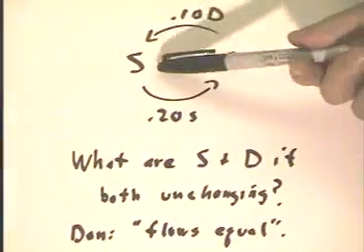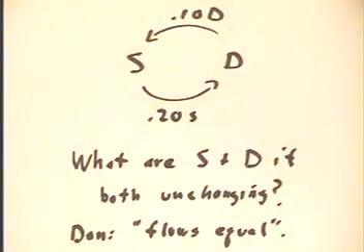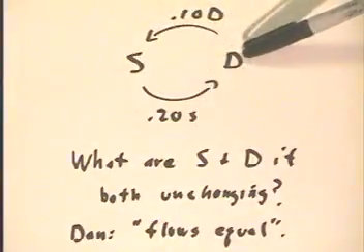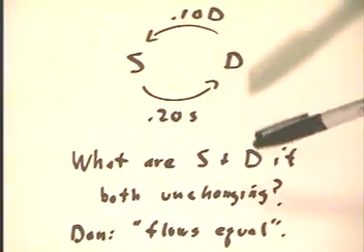Okay, now here's our situation. We have a certain number of sane people and a certain number of demented people. 20% of the sane become demented, 10% of the demented become sane. We hypothesize that after an infinite length of time, the number of sane and the number of demented people will be unchanging. And we can prove that that will actually be the case. We're going to just make that assumption right now. It's kind of just an assumption at this point.